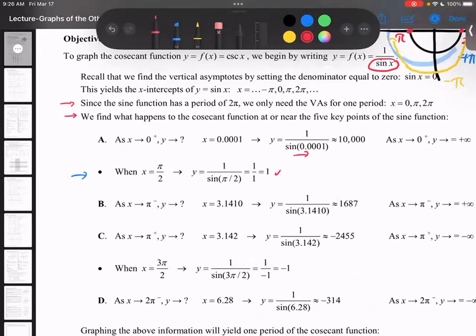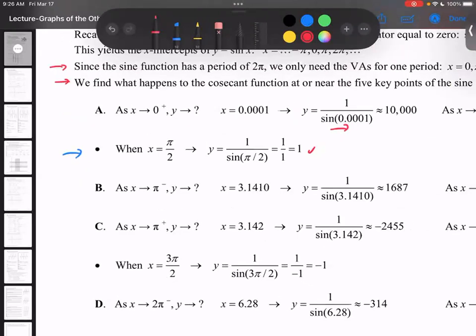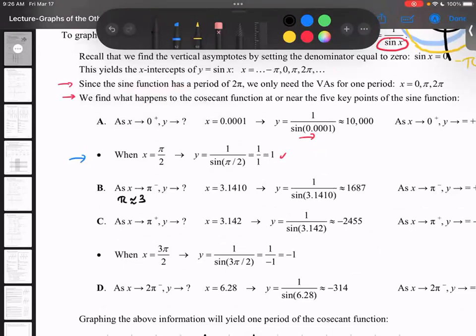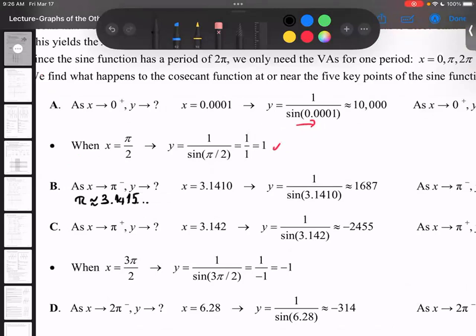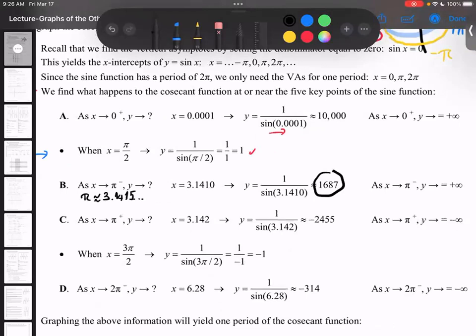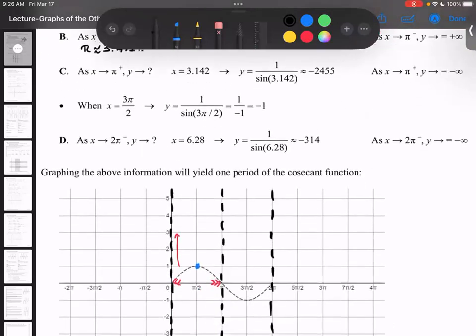As x approaches pi from the left. You know that pi is roughly 3.1415, etc. Let's pick something smaller than 3.1415. Say 3.1410. Something smaller, right? You plug it in. You can use your calculator to do that. Make sure you calculate in radian mode. Again, it gives you something large. That implies as x approaches pi from the left, y approaches positive infinity. Like that.